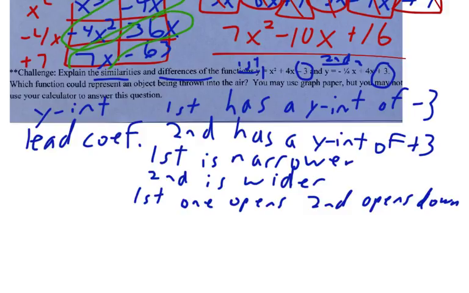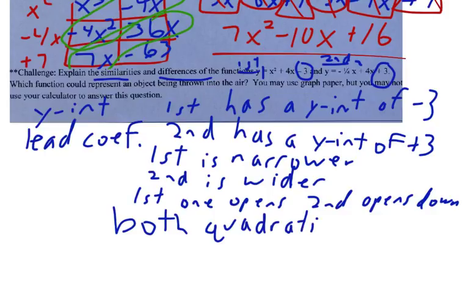Now we've said a bunch of differences. Are there any similarities? You could say they're both quadratics. How do I know that? They both have an x squared term. Since they both have an x squared term, they're both quadratics. Neither of these are going to be linear.